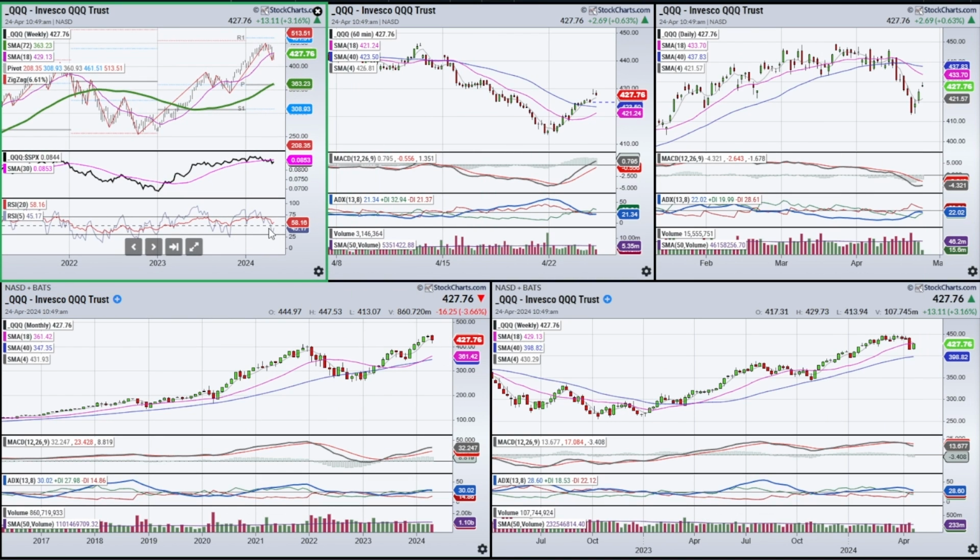RSI is a little bit more bullish, while the MACD signs are a little bit more bearish, but we do have strong momentum on the weekly. And we don't have that much strength to the sellers on the daily. So it's somewhat of a mixed bag. We're going to have to watch and see how it plays out.